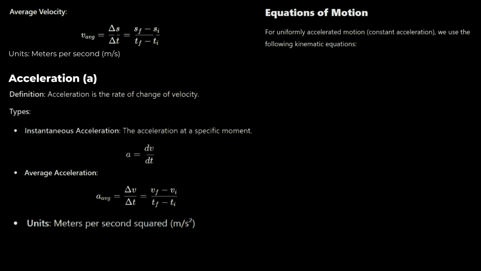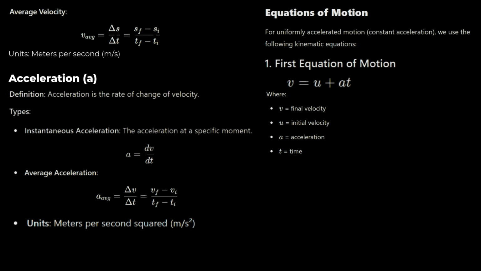Now we come to the equations of motion. We use these equations only when acceleration is constant. If acceleration is not constant, then we will not use these equations. The first equation is v is equal to u plus a into t. Here, v is the final velocity, u is the initial velocity, a is acceleration, and t is time.